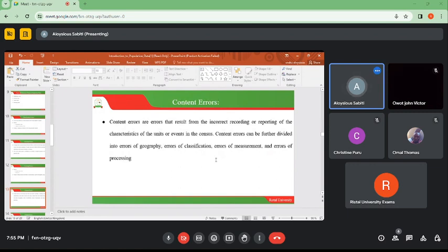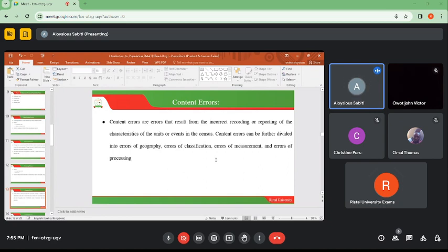So thirdly, we have content errors. And when we're talking about content errors, we mean that these are errors that result from the incorrect recording or reporting of the characteristics of the units or events in the census.